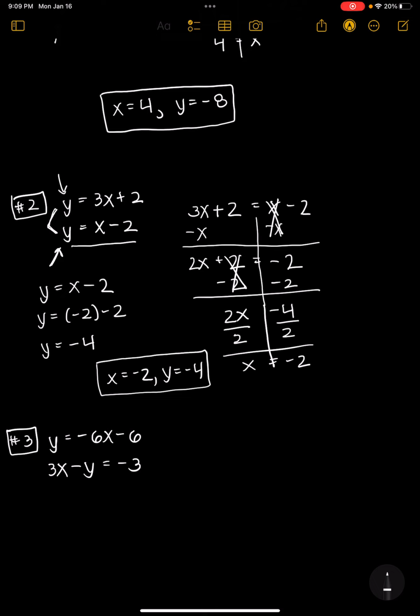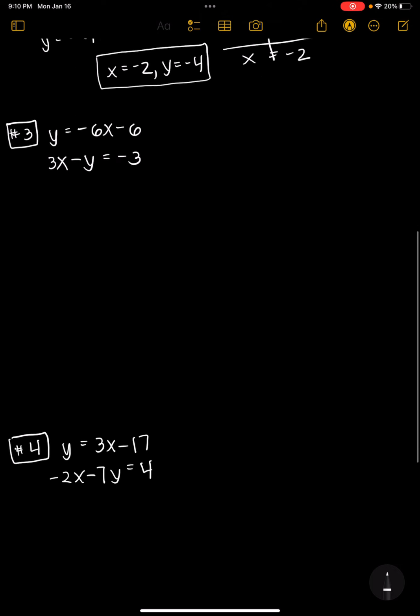All right, so let's backtrack and just say this. If you have 2 equations that are set equal to y, you just set them equal to each other and solve for the x first. Let's go through a slightly different one.